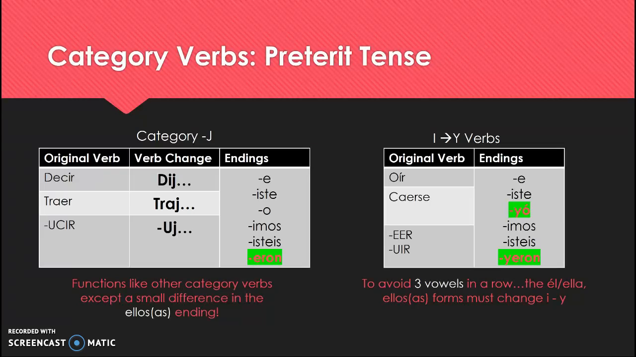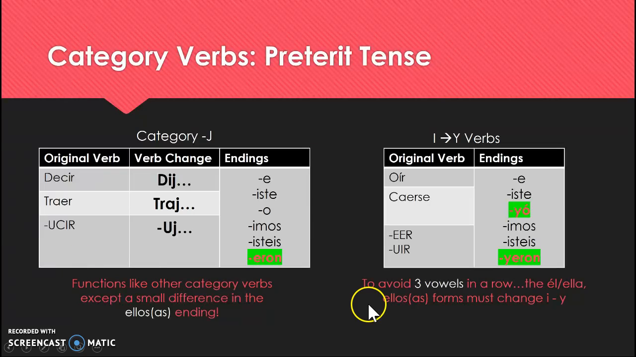They have a J. Decir becomes dij, traer becomes traj, and any verb that ends in UCIR will now end in UJ plus the new endings. Now it looks almost identical, our set of endings here: e, iste, o, imos, istes. But it's the ellos and ellas form that is slightly different. We drop an I. So dijeron, not dijieron. Trajeron, produjeron. So that ellos form is the slight difference that kind of sets J verbs to the side.